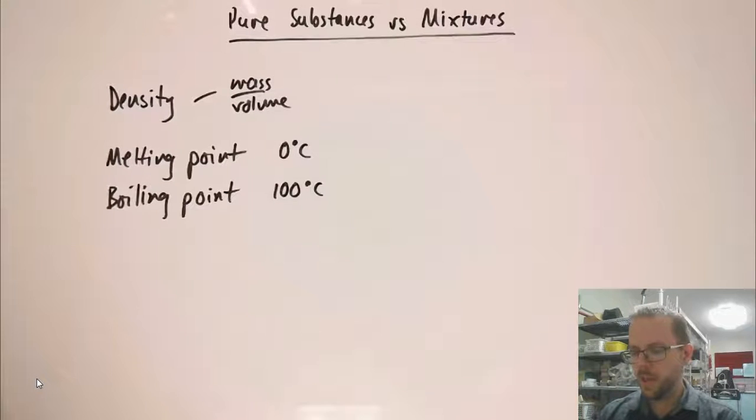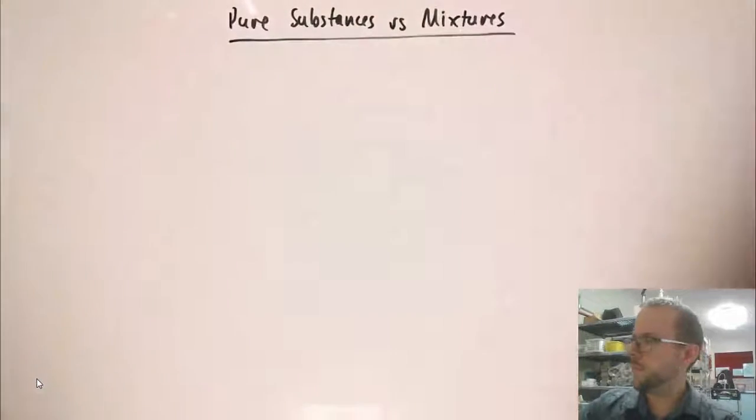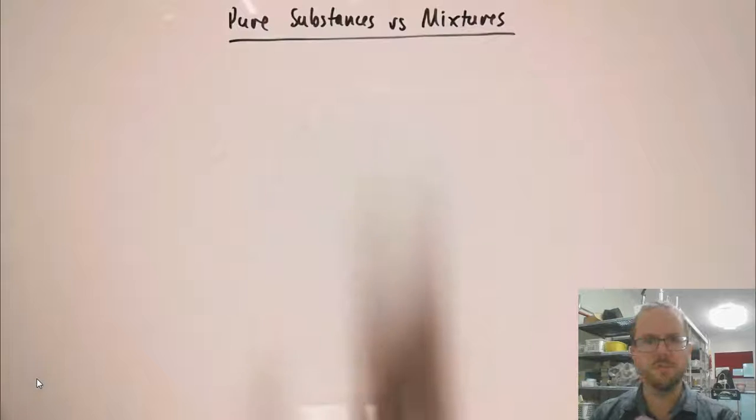What we're now going to look at is, when we look at these properties for different substances, let's see what they can tell us about whether it's pure or a mixture. So for example, I'm going to use the document where I'm going to try and show you a few things here.